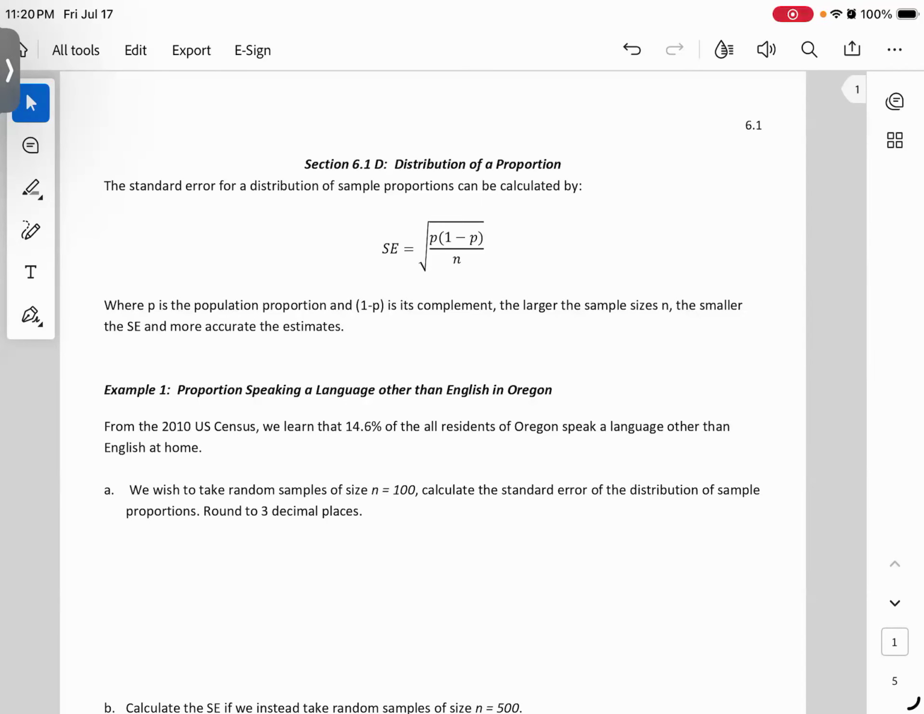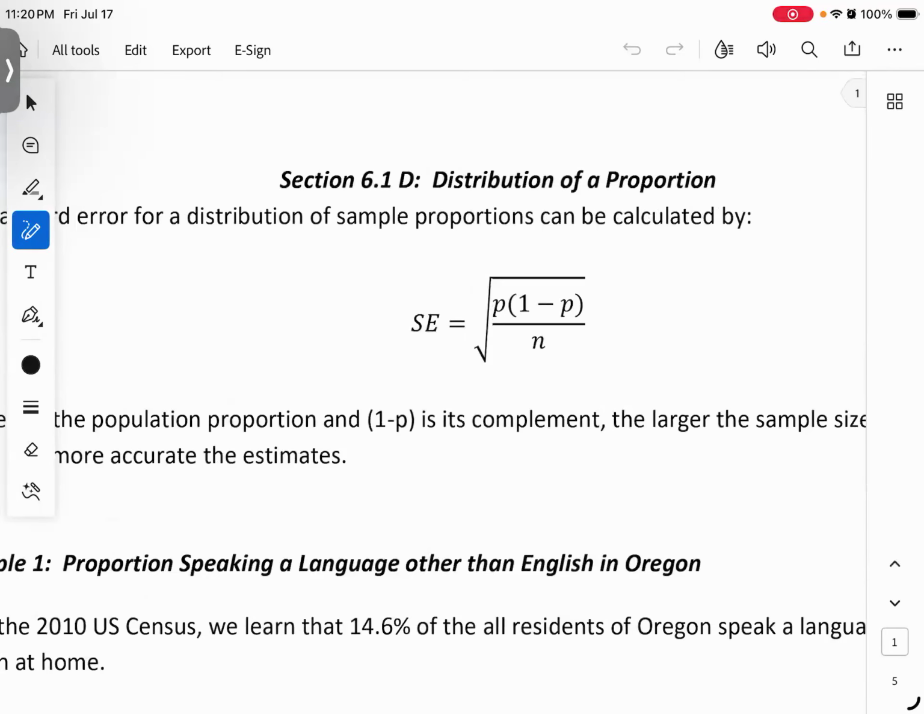Let's go ahead and take a look at section 6.1. Now, 6.1 is going to focus on confidence intervals and hypothesis tests when we are focusing on just a single group, specifically their proportion. What 6.1 is going to do that's different from what we've already seen in chapter 4 and in chapter 5 is a formula now that we can use to calculate or to find our standard error.